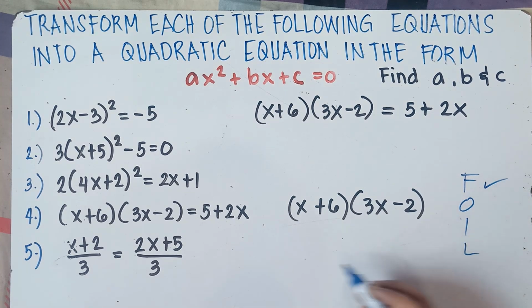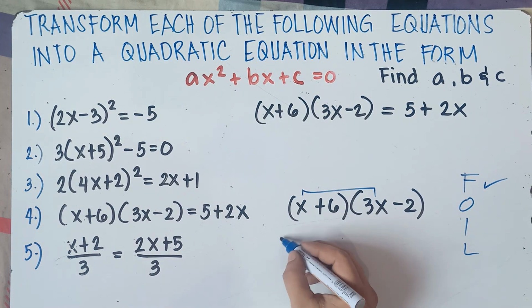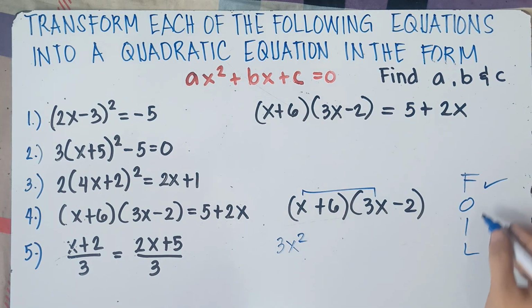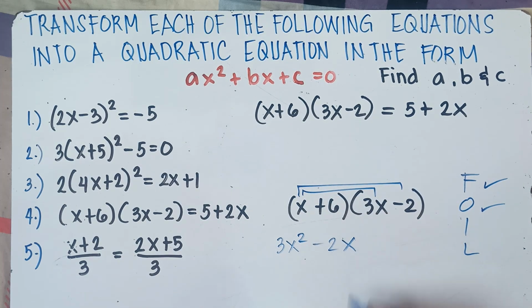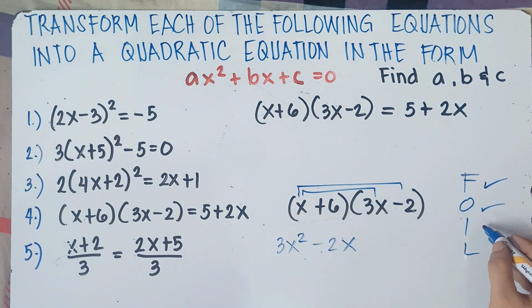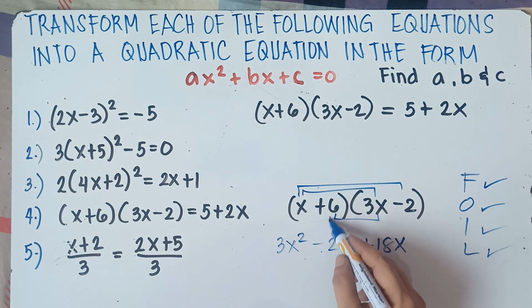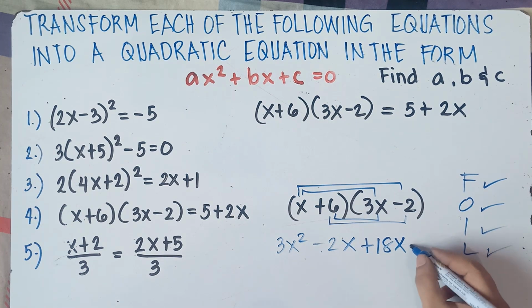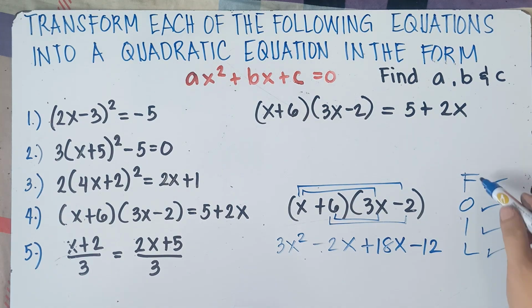So first, x times 3x, that would be 3x squared. Outer, x times negative 2, that's negative 2x. Positive times negative is negative. Inner, 6 times 3x, that's positive 18x. Then last, positive 6 times negative 2, that's negative 12. Once again, class, if you're using the FOIL method, you need to multiply. Do not forget about that one. So 6 times negative 2, that's negative 12.